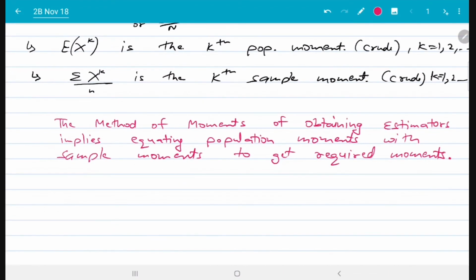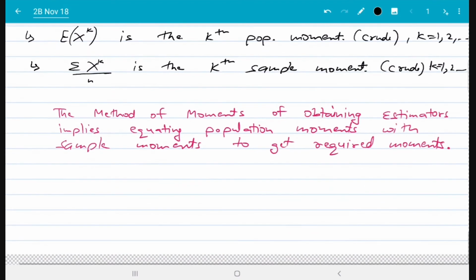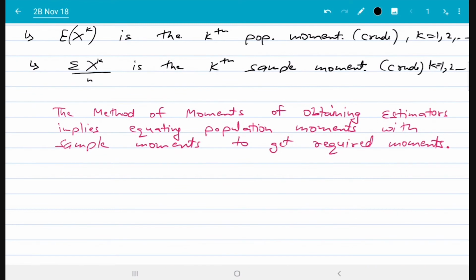Okay. Now the first two parameters that we're going to try to estimate are themselves moments, one crude, one refined. So, okay, we only have to estimate moments, population from sample. But we'll do an example in which we can still use the method of moments to try to estimate parameters which are not themselves moments.